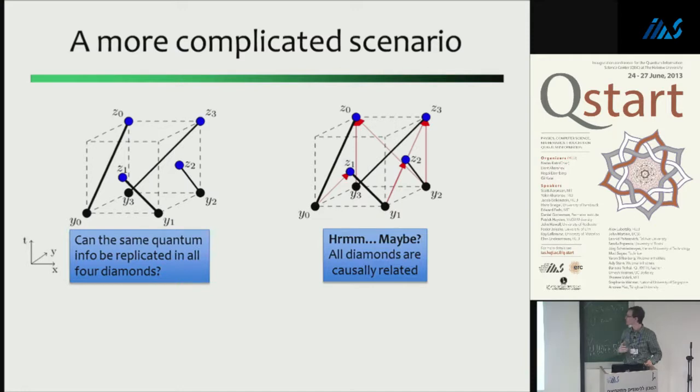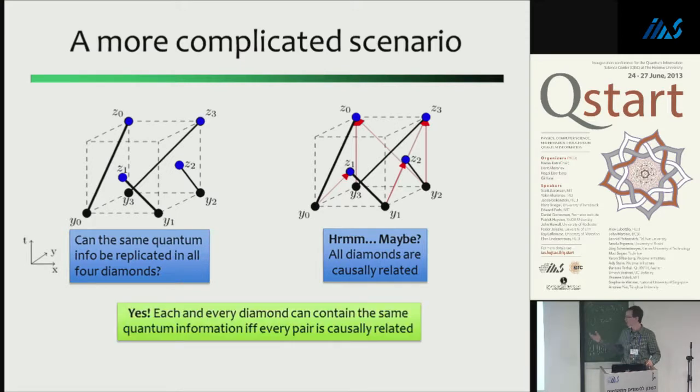And it turns out, and I think this is quite remarkable, that's all you need to check. In this particular case, the quantum information can be replicated in each and every one of the causal diamonds. Any time you have a set of causal diamonds in space-time that are all pairwise causally related, there exists a procedure of distributing quantum information into quantum error correcting codes and using teleportation to make sure that each and every one of the causal diamonds contains a copy of that quantum information.